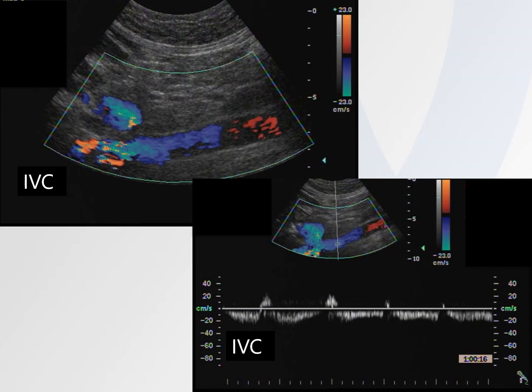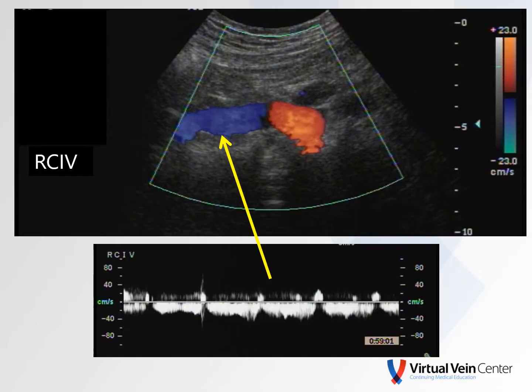Here's a color Doppler image as well as a spectrum from the inferior vena cava. This appears to be widely patent. So let's take a look at the right common iliac, which also appears to be widely patent. Note the spectral waveform, somewhat pulsatile, but certainly a widely patent common iliac vein.